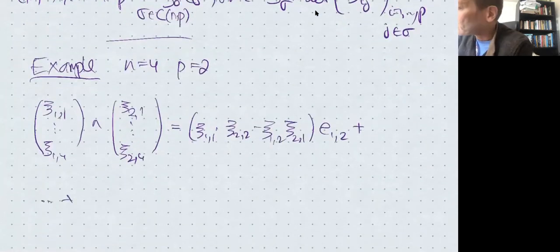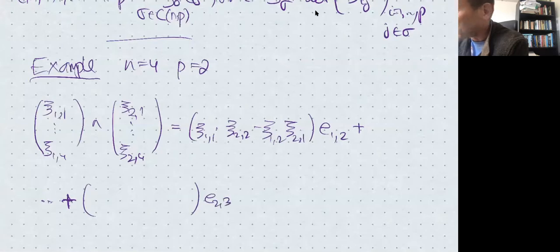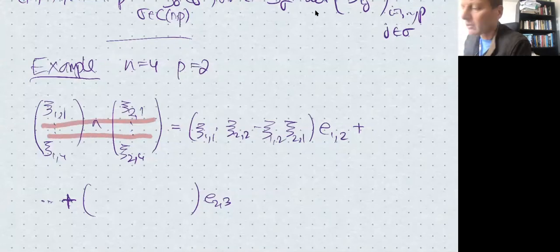I'll write down a few terms. I'll write down a generic term in this expansion, maybe the 2,3 term. So the coefficient here is 2,3. We take the 2,3 minor. So maybe in color: I should take the second row and the third row of both of these vectors and take the 2 by 2 determinant that I see there.